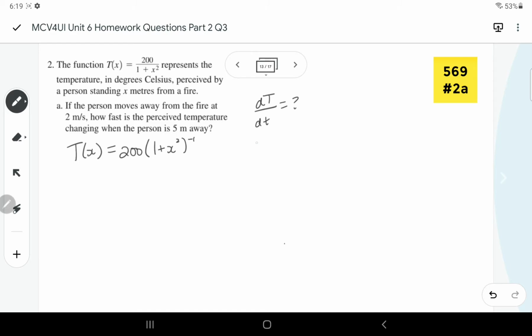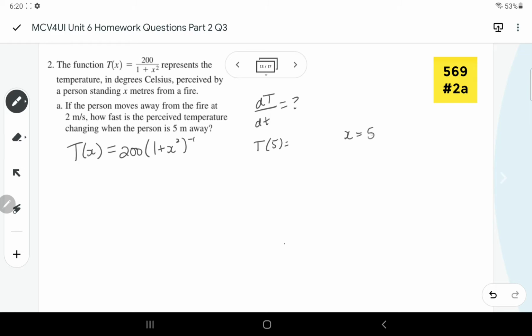And I'm not actually going to need what the temperature perception is, but I could figure out what T at 5 was if I felt like I did end up needing that. I'm also going to have the x, which is your distance from fire.